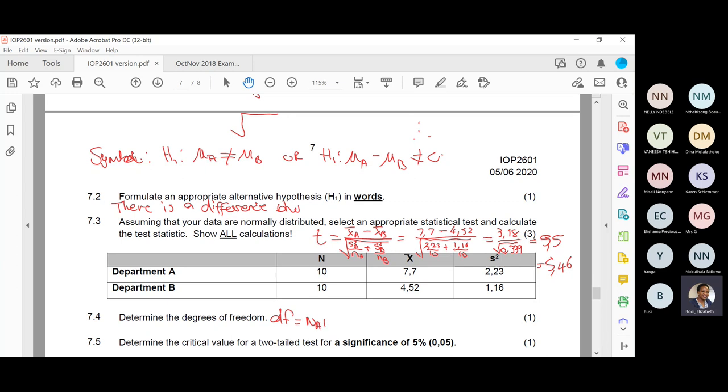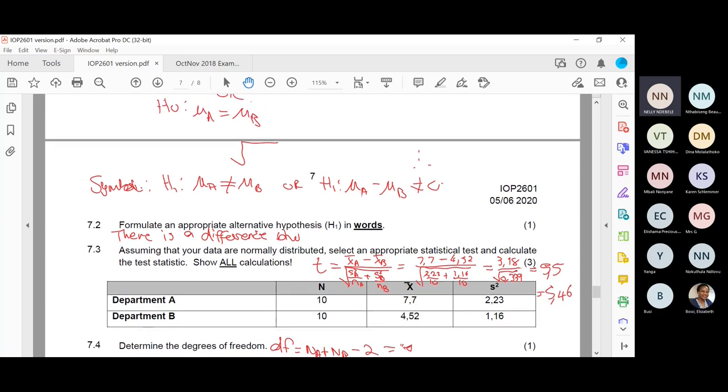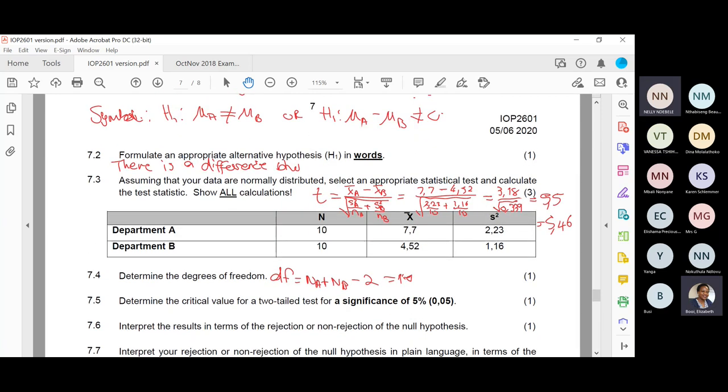N1 or N2, plus. Is it plus or minus? Plus N1... Minus 2, because there are two of them. Yes. Which is 10 plus 10 minus 2, which is equal to 18. Yes. That would be your degrees of freedom.